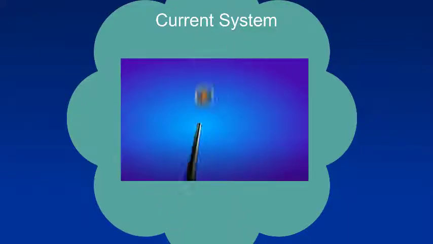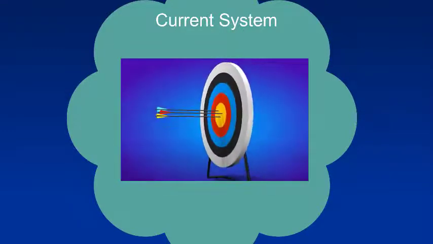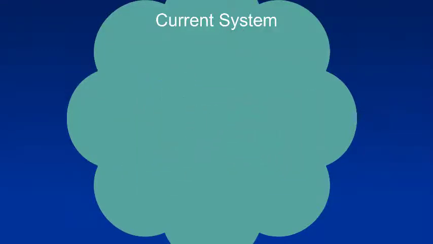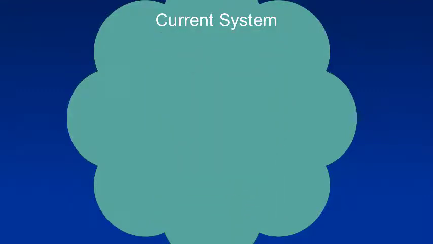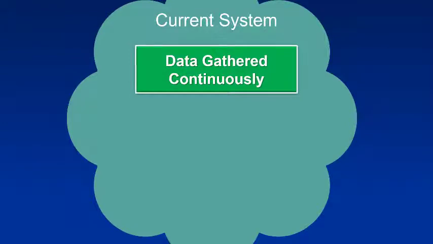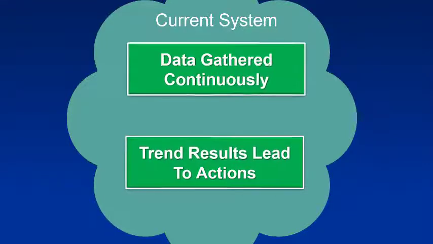Close monitoring, as you all may know, is a process where certain HUMS issues can be controlled. This process is contained within QID 163, which is the HUMS manual. This process tries to ensure two things. 1. Data is continuously gathered for the component under close monitor. 2. A trend is then gained on that component, which will result in further action as dictated by the OEM maintenance manual and Bristow requirements.